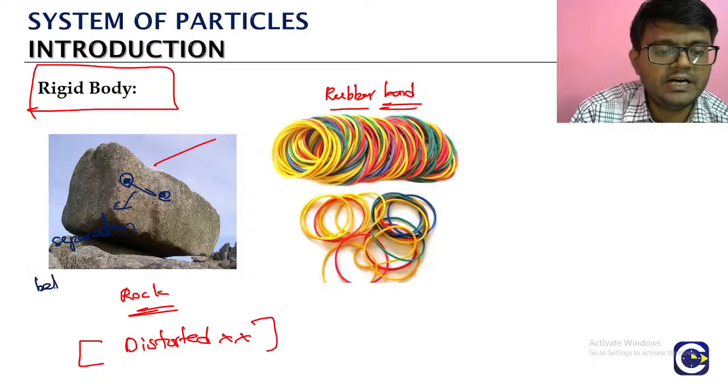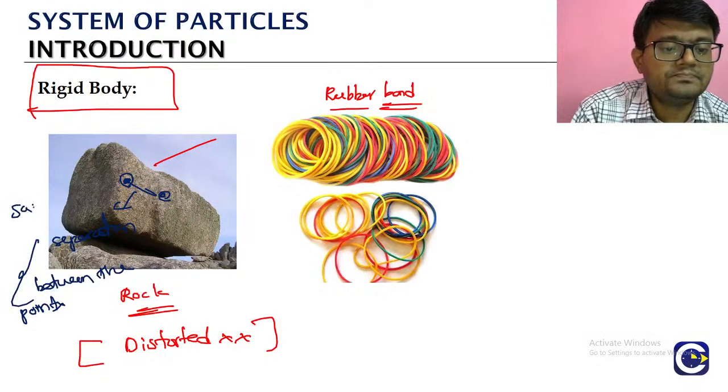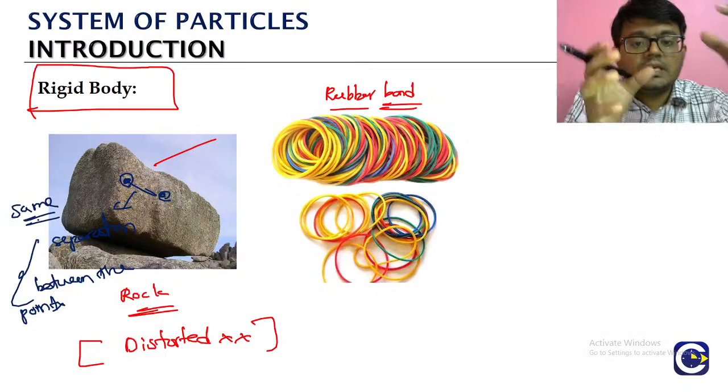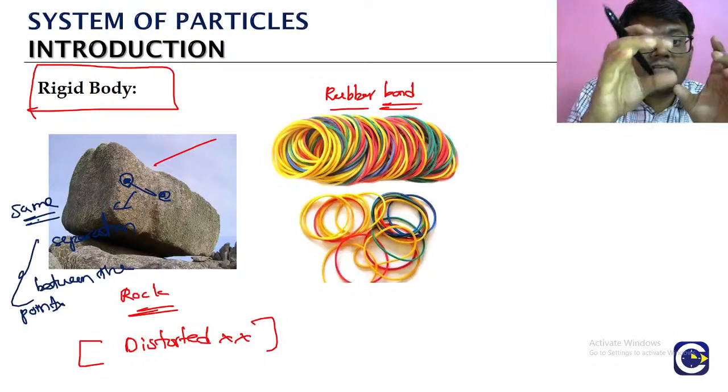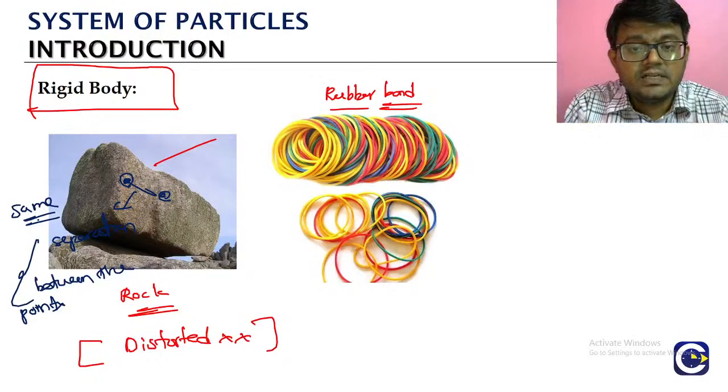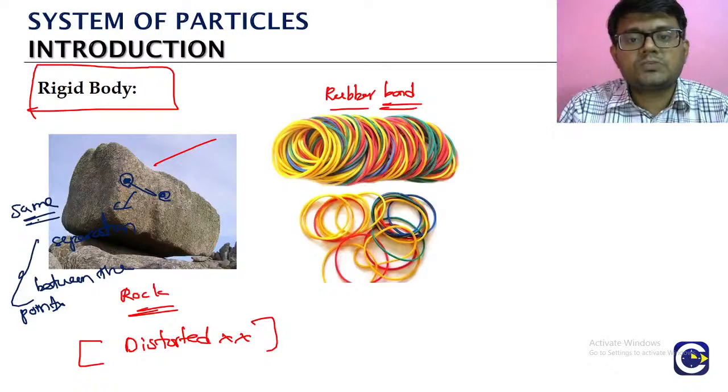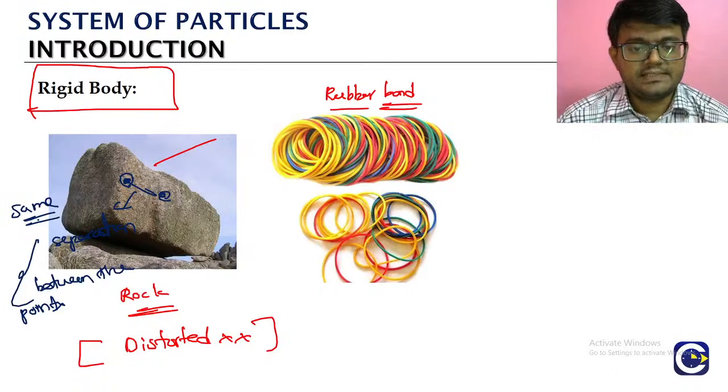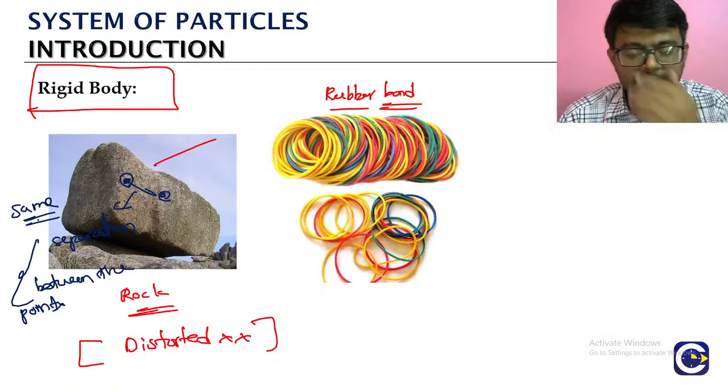When I say the rock cannot be distorted, the separation between the points that you mark will remain the same, because if I could distort it, the separation between the particles would change. If I am not able to distort it, the separation is going to remain as it is. That is the significance of the rigid body.